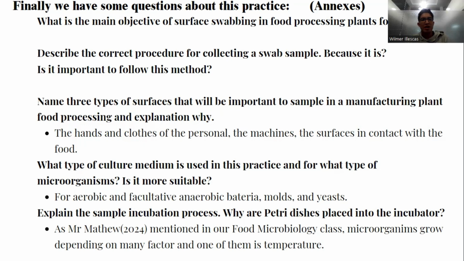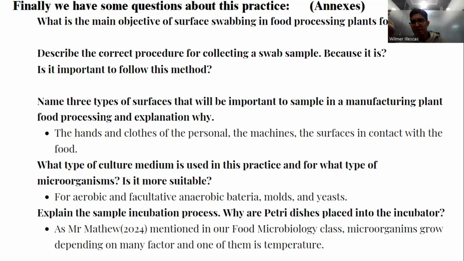In this case, I will mention questions 3, 4, and 5. Firstly, we have: name three types of surfaces that will be important to sample in a manufacturing plant for processing, and explain why. Well, we have three important places that we can analyze. The first one is going to be the equipment and or employees. For example, we can analyze their hands and also their clothes, because they are in contact all the time inside the food processing laboratory.